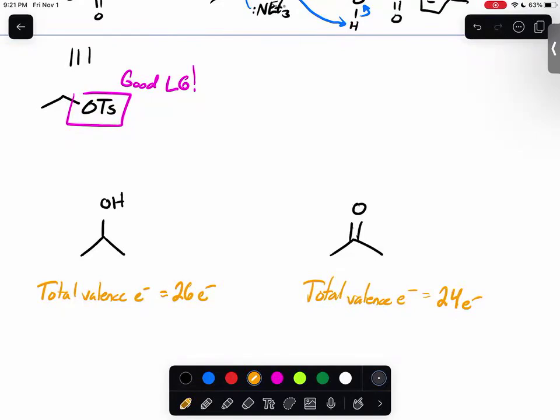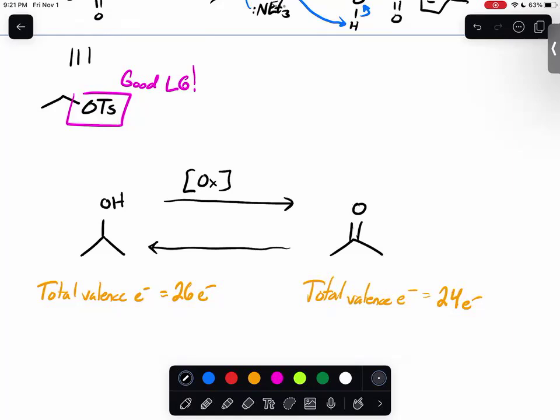The difference in these two is that double bond in the middle, and it's the fact that these are also redox partners, right? They are redox from one another. Where to go from an alcohol to a carbonyl, this is a loss of two electrons because it's going from 26 to 24. So this is technically an oxidation.